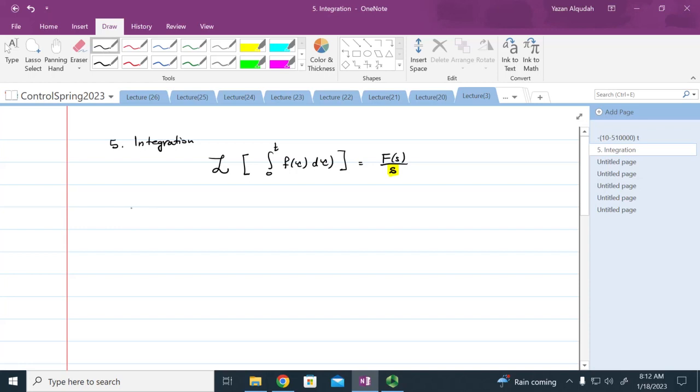Okay, another property is the final value theorem. What the final value theorem says is, if you want to know how the function f of t behaves as t goes to infinity, you can find that by taking the limit as s goes to 0 of s multiplied by F of s.